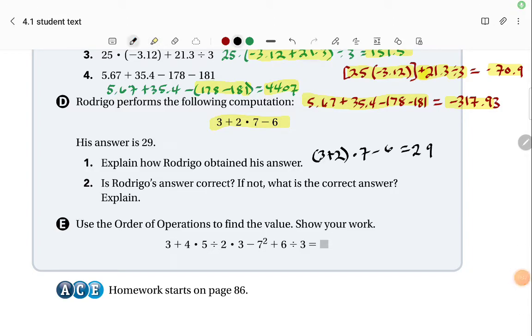So if you group the 3 and the 2 together right here, and when you add those together, that's 5, then 5 times 7, and that gives you 35. 35 minus 6, that gives you 29. And so that's how he got 29. So it says, is Rodrigo's answer correct? That means we're going to take this up here, the 3 plus 2 times 7 minus 6. Work that out like it's supposed to be worked out and see if you get the same thing. Pause the video, try that, and then come back and see how you did.